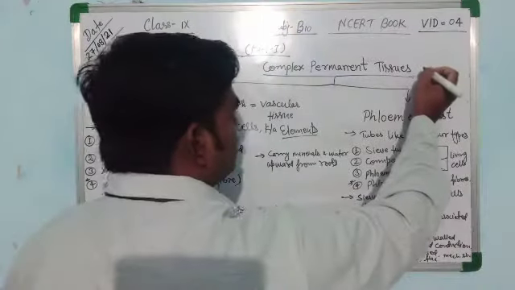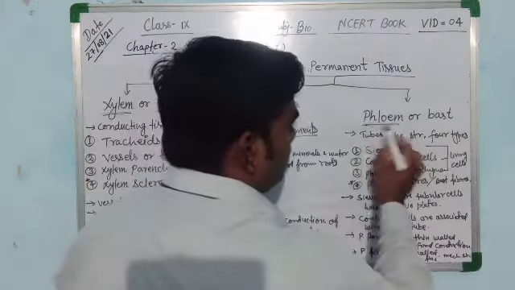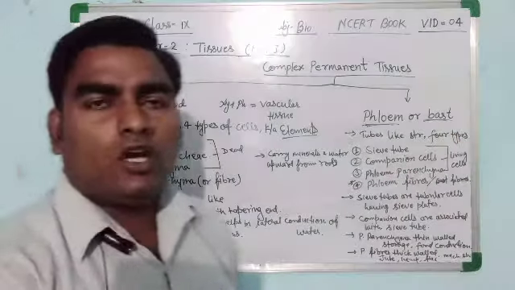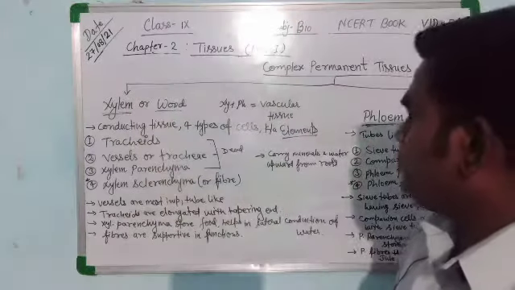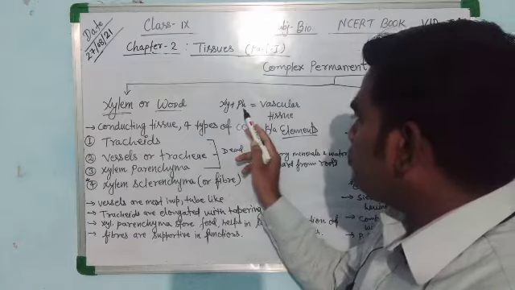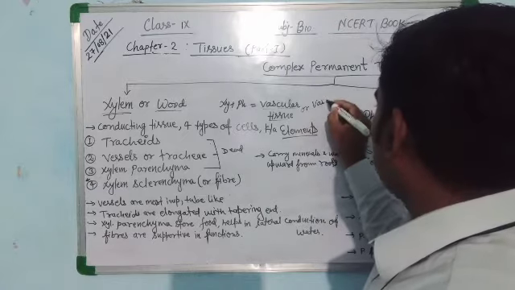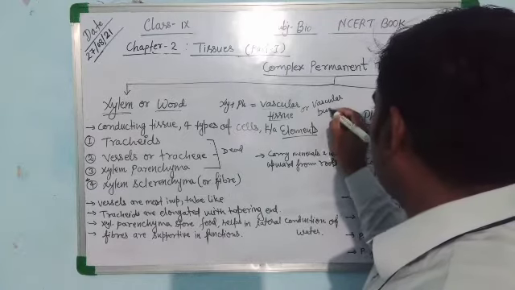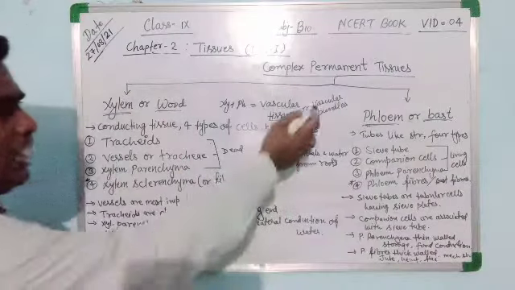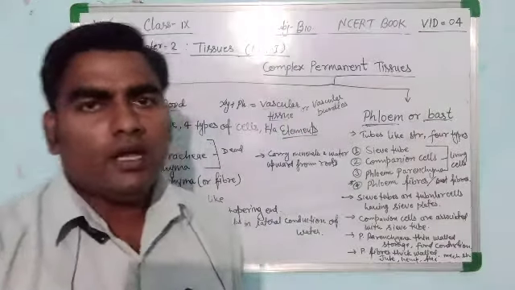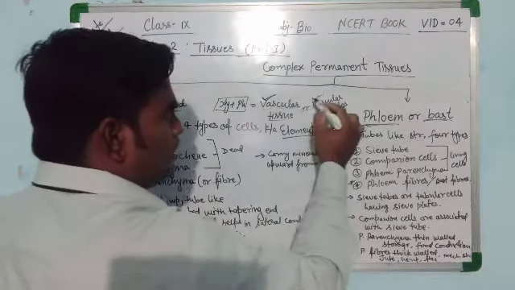The complex permanent tissue is of two types: xylem or wood, and phloem or bast. That means the complex permanent tissue is divided into two parts, xylem tissue and phloem tissue. The xylem tissue and phloem tissue are collectively known as vascular tissue or vascular bundles inside the plants. The vascular bundles help in the transportation of water and food. So xylem and phloem are collectively known as vascular tissue or vascular bundle.